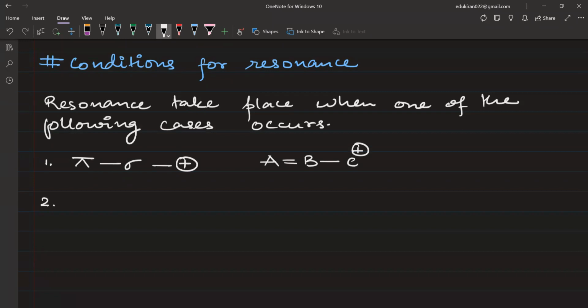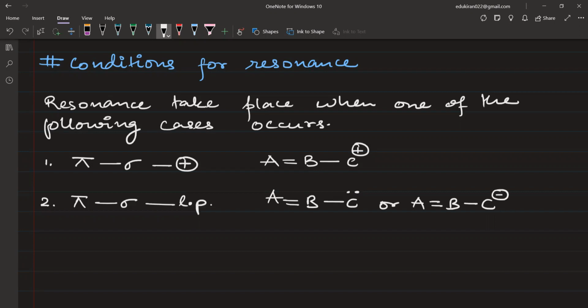Second case you can write, if you have pi, sigma, and then there is a lone pair of electrons. That means on the C carbon atom. A double bond B, single bond C, and C has a lone pair. Right, the third case. Look, in this case you can also have A double bond B, single bond C, C with a negative charge. Now, if you have a negative charge, then obviously there will be a lone pair of electrons. Please remember that. Right, the next case, pi, sigma, and then free radical. So we have A double bond B, single bond C, and C has a free radical.